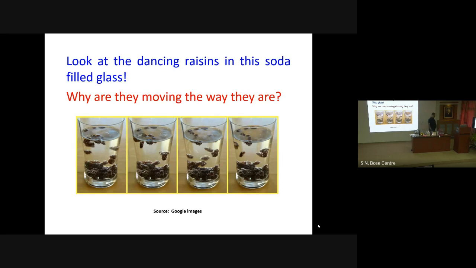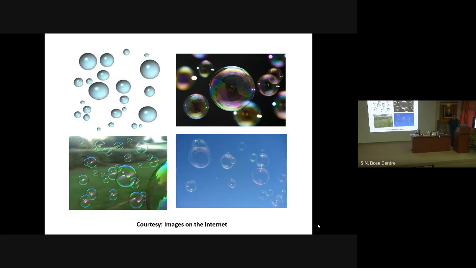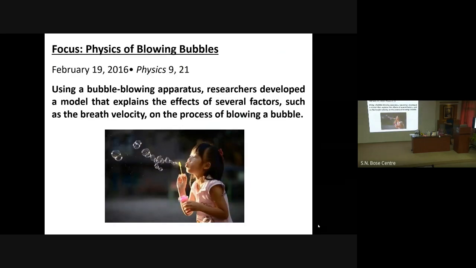So the other thing, right? Now, if you do that, there's the bubbles, right? That's my first thing. Now, you've seen all these bubbles around, they show colors and everything, but I'm interested in something else. There's this physics magazine which comes on the APS site and gives you significant new stuff. So this is taken from there. Using a bubble blowing apparatus, researchers developed a model that explains the effect of several factors, such as breath velocity, in the process of blowing a bubble, right? And we'll see some of those, okay? So we'll talk about bubbles.